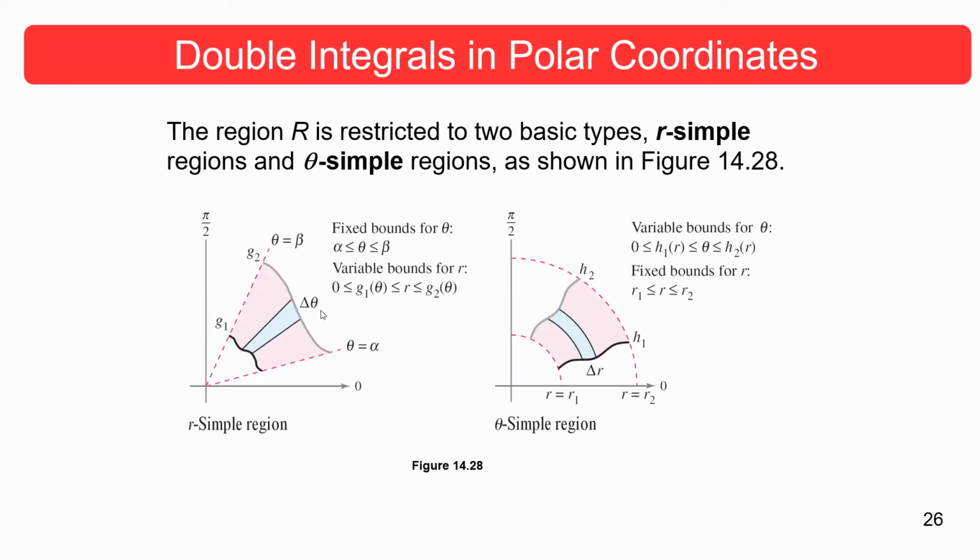So for example, this one, I already taught you how we solve for the region. The region is from g1 to g2, and then what's the angle? From alpha to beta. In this case, r1 to r2, from h1 up to h2.